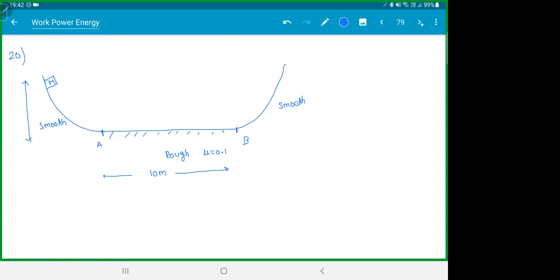Let's say, let's make this thing 0.2. Let's make this thing 7 meters. Make it 7.5 meters, better. So the question is, block is released from rest. Find the point where the block stops.